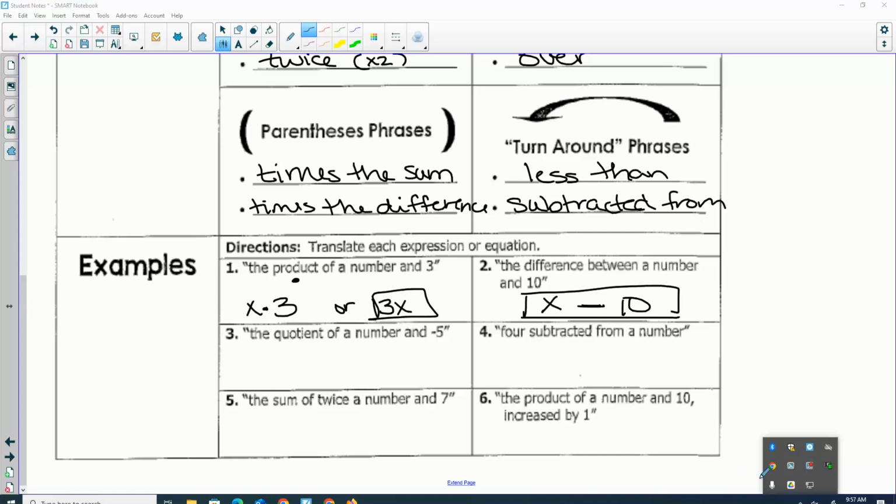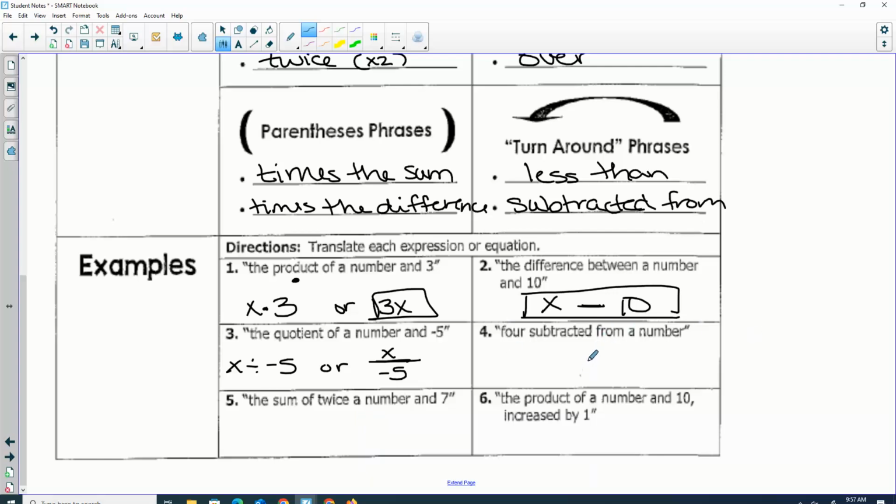Very well on those. The quotient, what does quotient mean? Division. A number and -5. So I saw 2 different things written. Some people wrote X divided by -5. You could also write it as a fraction, X over -5, this means divided by -5, so either of those is okay.